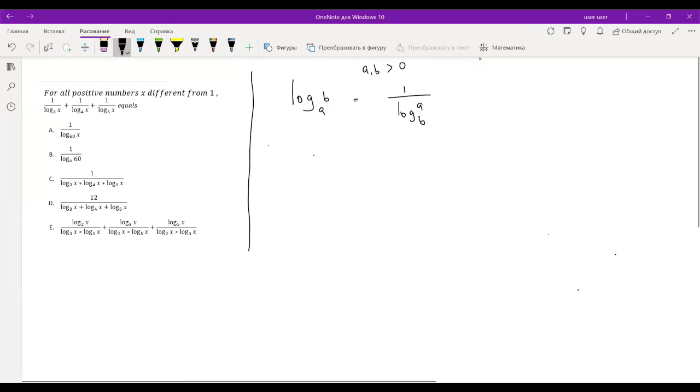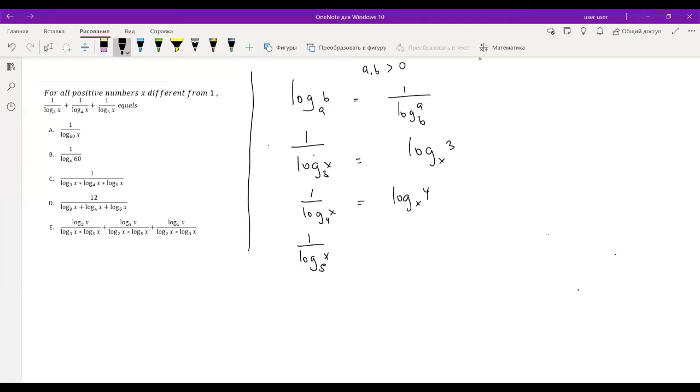So how can we use it here now? It implies that 1 over log x base 3 is equal to log 3 base x. 1 over log x base 4 equals log 4 base x. 1 over log x base 5 is equal to log 5 base x. I'm calling the base before the number above it. So these three numbers are what we are to add together, and they are all equal to what is on the right hand side.